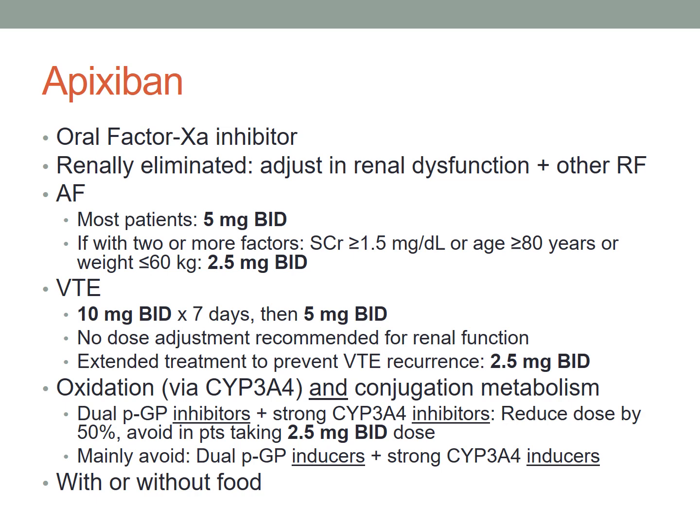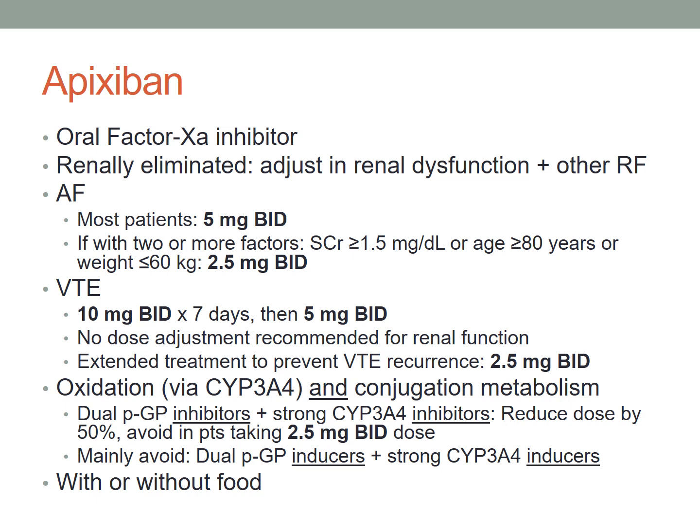So those risk factors, which are listed under the atrial fibrillation indication, are if the patient has a serum creatinine greater than or equal to 1.5, or is age 80 years old or greater, or weighs less than or equal to 60 kilograms. So if they have 2 or more of those factors, then you dose reduce from the normal 5 milligrams BID to 2.5 milligrams BID. You use a higher dose in patients who have VTE, and there isn't a dose adjustment that's recommended for patients with renal dysfunction.